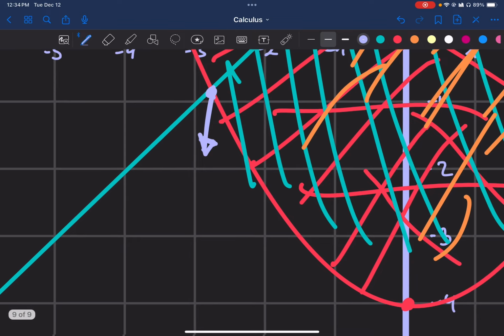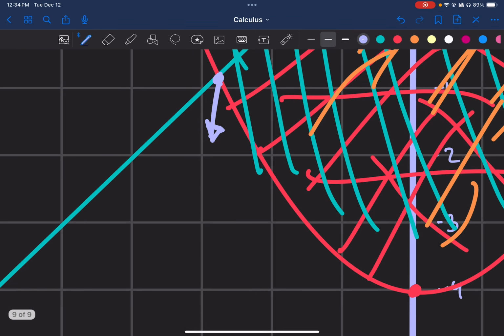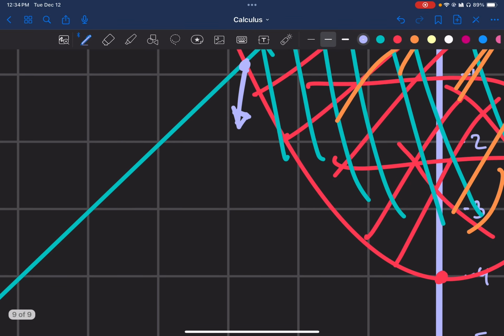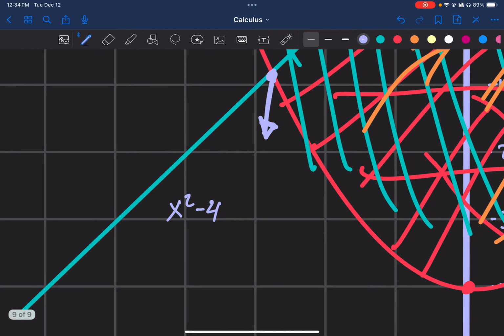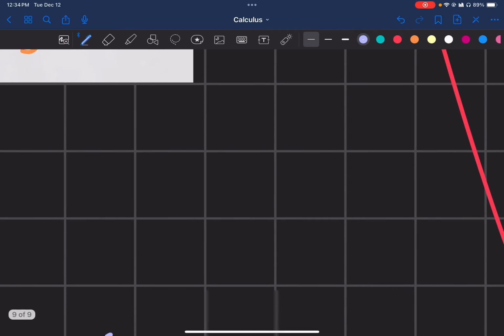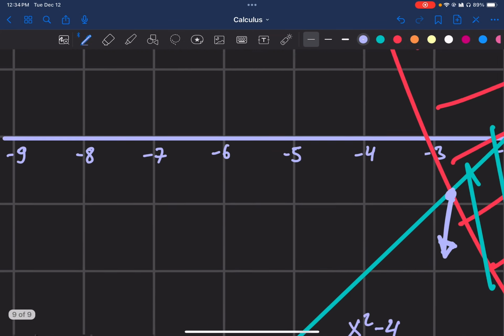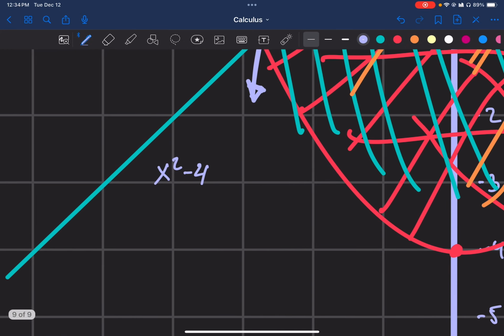So now, what are the lines that are meeting here? We have this curve of x squared minus 4, and we have this straight line going up, which was x plus 2. Amazing. So my x plus 2 was the other line that was meeting here.